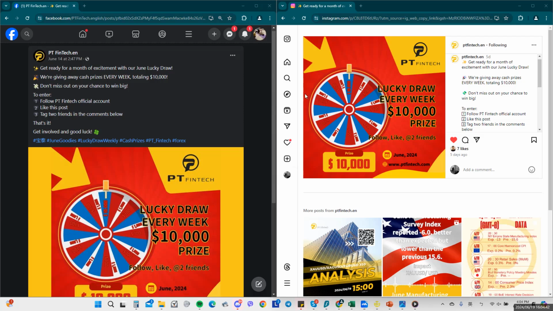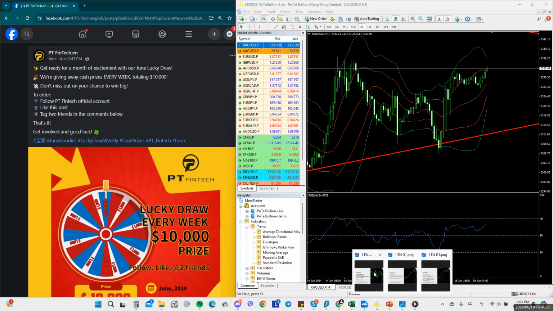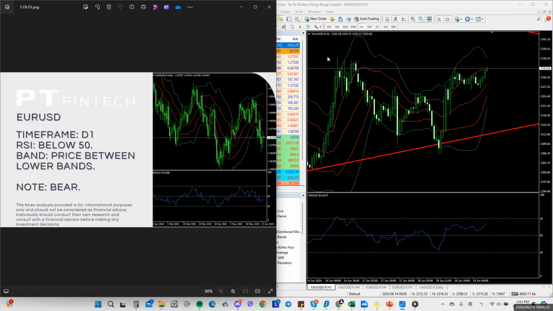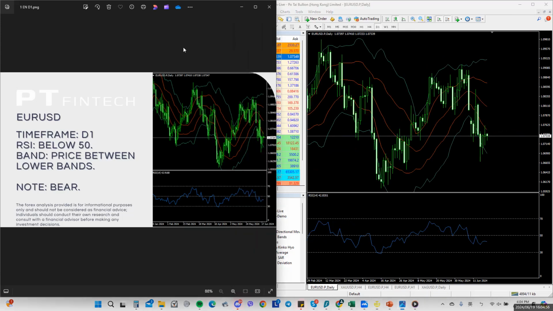All right, so let's get into the main topic of today, which is our technical analysis. Let's start with EURUSD. So EURUSD D1, what does it say? EURUSD time frame D1, RSI below 50. The bands, price between lower bands, so the note claims it's bear. All right, let's take a look.